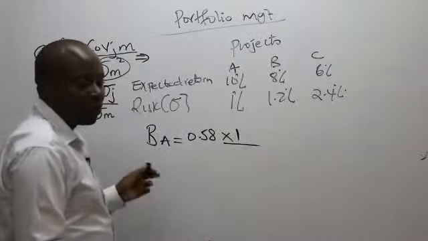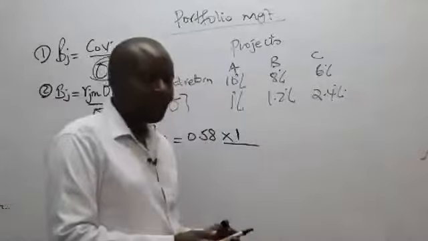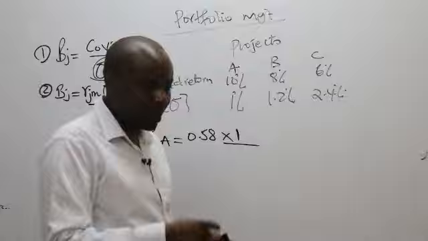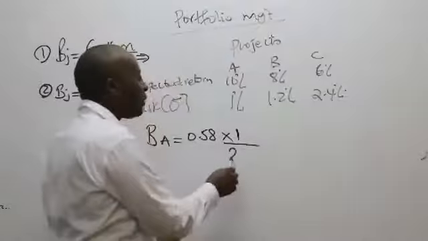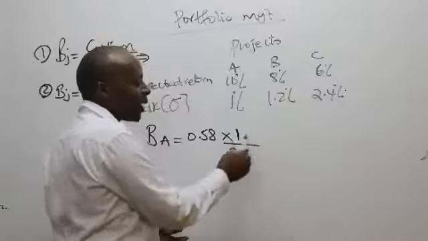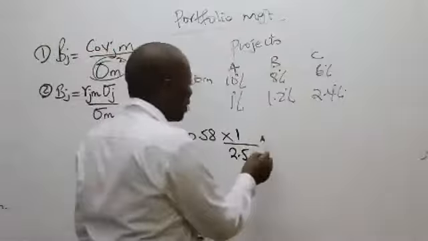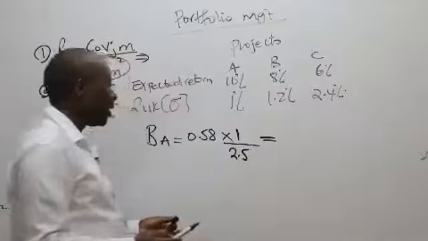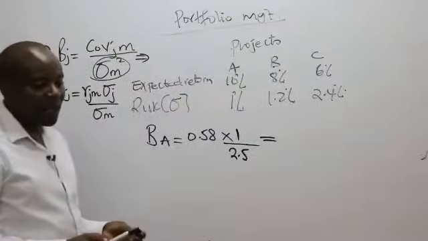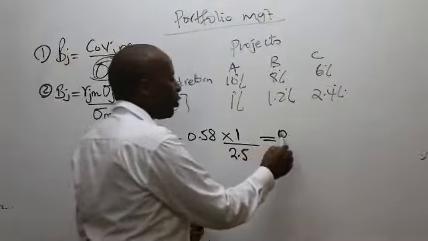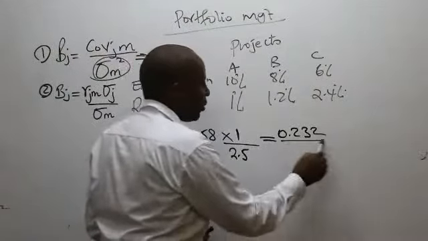Is there somebody who is able to remember the standard deviation of the market? It's given somewhere: 2.5. Always omit the percentages, because they tend to cancel out. So could you kindly give me this beta of A? The beta of A gives me 0.232. Thank you very much.